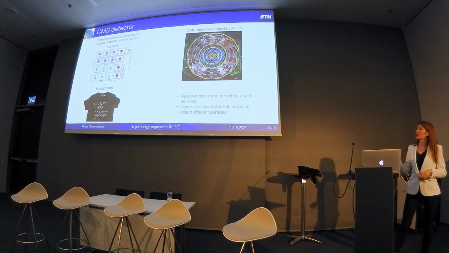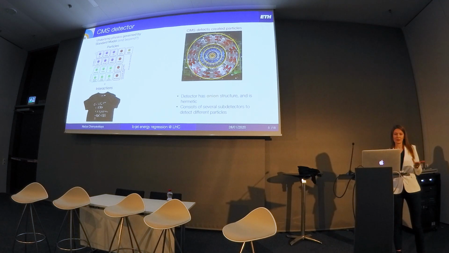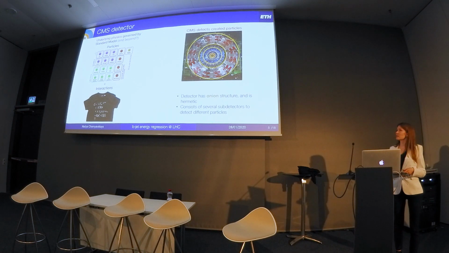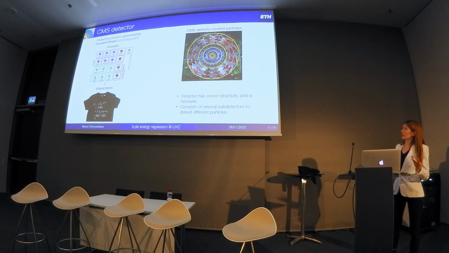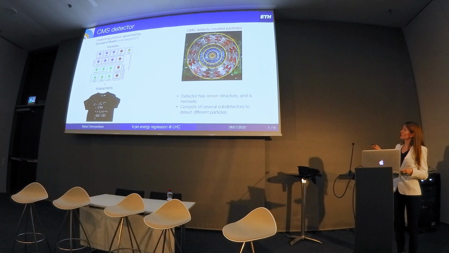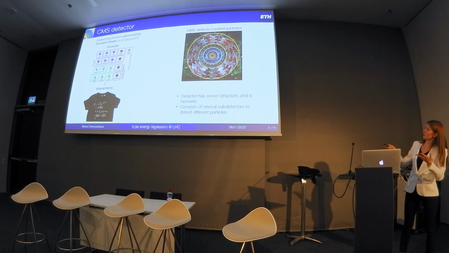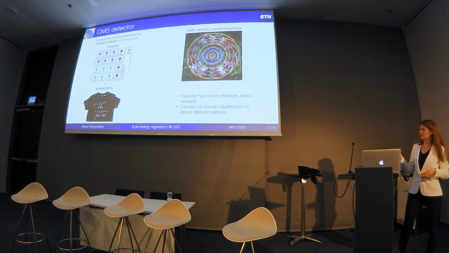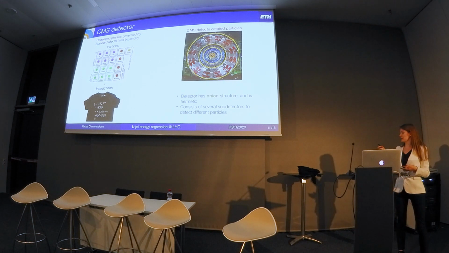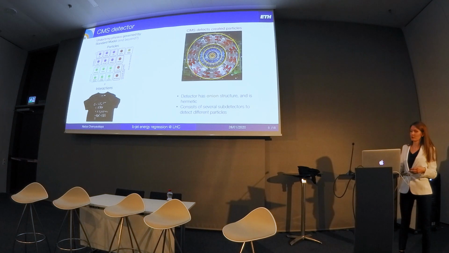The underlying physics is described by the standard model, and beyond, which describes particles and their interactions, and our detectors detect all of these particles. Here's an overview of what you're seeing. The detector has an onion structure, so it completely surrounds the interaction point and is hermetic, and it consists of several sub-detectors that are designed to detect different types of particles.